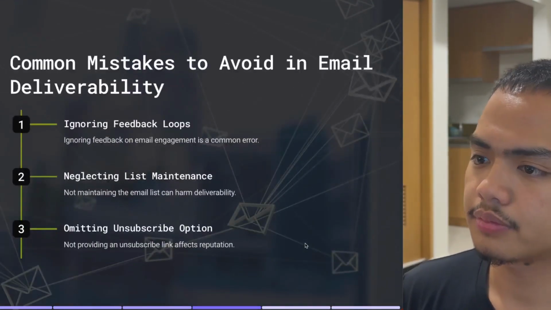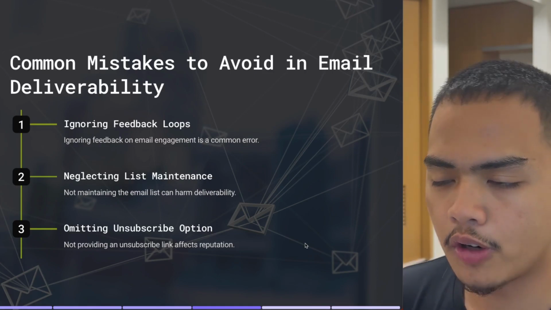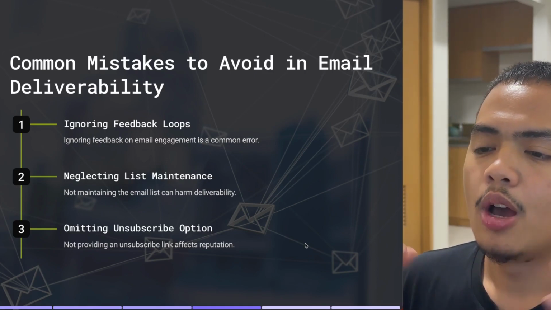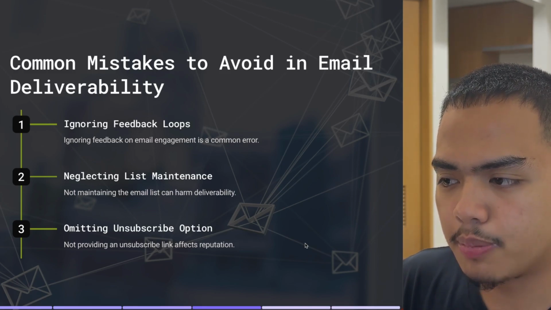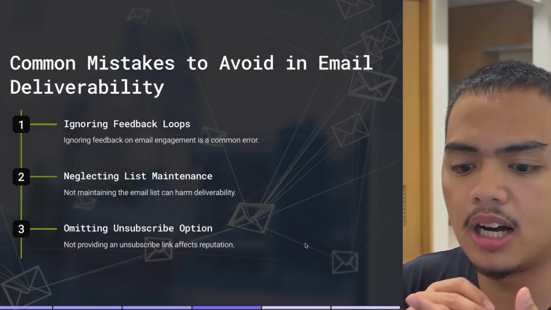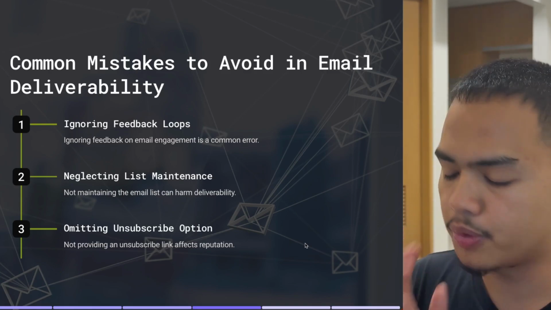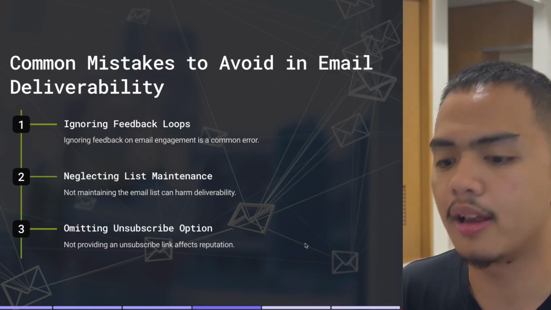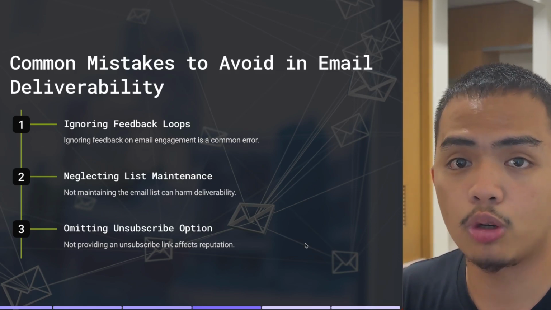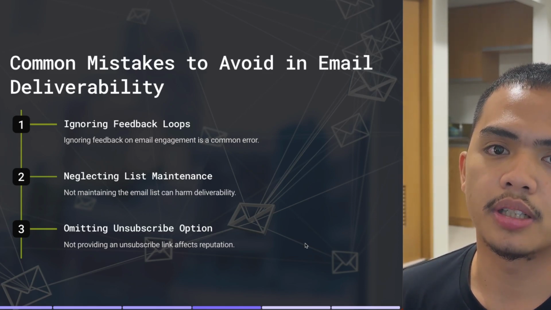Let's proceed. Here are the common mistakes to avoid in email deliverability, okay? First thing is ignoring feedback loops, which means ignoring feedback on email engagement is a common error. If you are receiving a bunch of stop, unsubscribe, don't message me, there's a certain percentage. First of all, just a disclaimer, that's completely normal. You would receive people that are not interested in what you're offering because sometimes, hey, that's just the way it works. You're targeting multiple people, only a certain percentage will be interested, right?